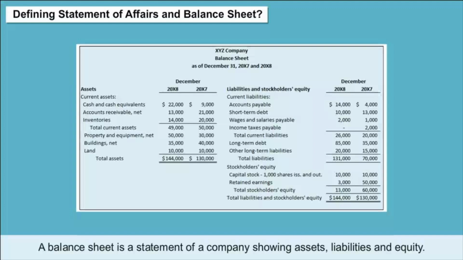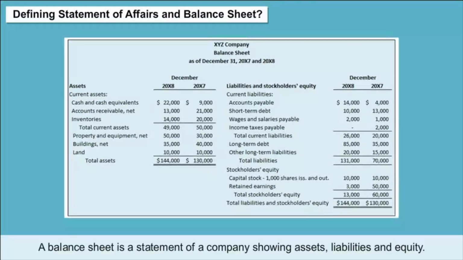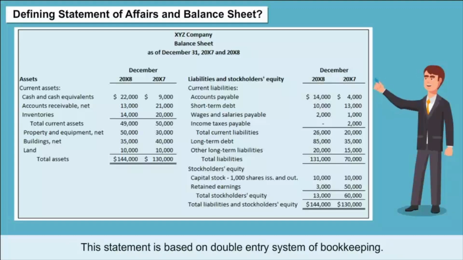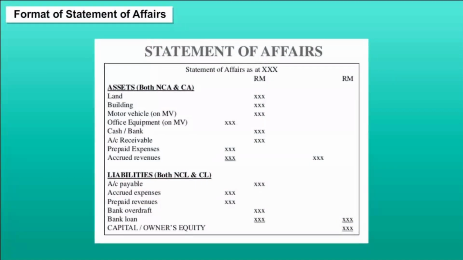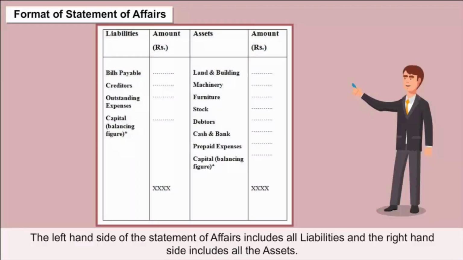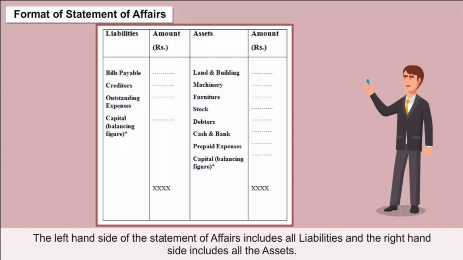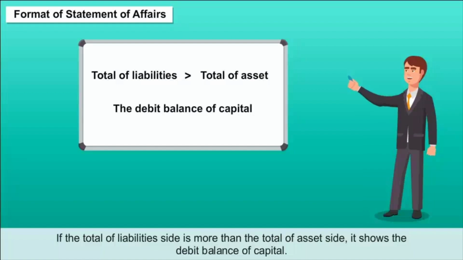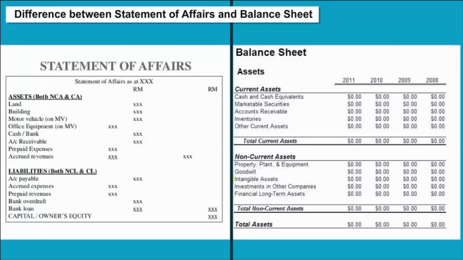A balance sheet is a statement of a company showing assets, liabilities, and equity. This statement is based on the double entry system of bookkeeping. Format of statements of affairs. The left-hand side of the statement of affairs includes all liabilities and the right-hand side includes all the assets. If the total of the liabilities side is more than the total of the asset side, it shows the debit balance of capital.